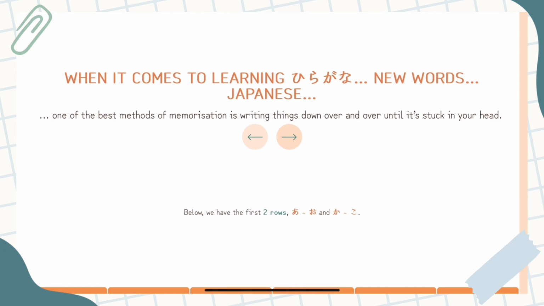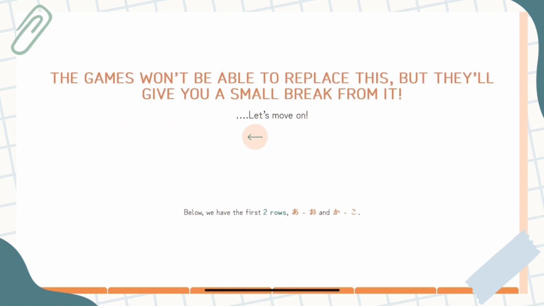When it comes to learning hiragana, new words, Japanese, one of the best methods, and I hate this, is just writing it down a million times. I also recommend apps, just get some phone apps and things like that, just anything that you can do to make it more fun. The games won't be able to replace this, but they'll give you a small break from it.